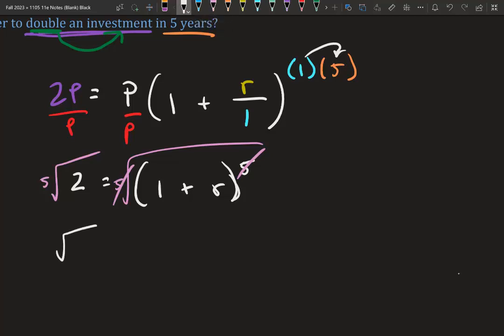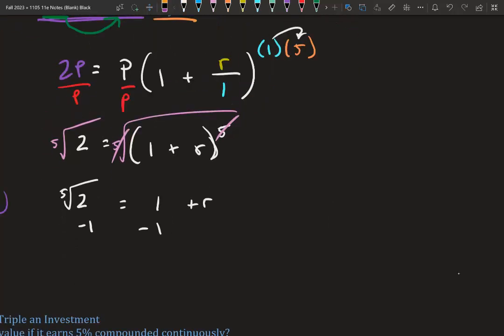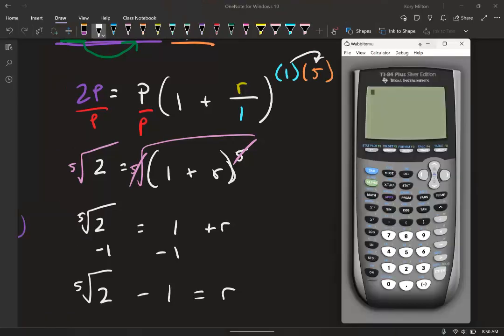So we have the 5th root of 2, which doesn't exist. It's just a random number. I mean, it exists, but it's not an actual number right now. So we have the 5th root of 2 equals 1 plus r. We're going to subtract 1 to get r by itself. We have the 5th root of 2, all minus 1 equals r. We need to take the 5th root of 2. Look up how to take different types of root with your calculator, but with a TI-84 or an 83 or an 82, I can show you. Alright, we need to find the 5th root of 2 and then subtract 1.